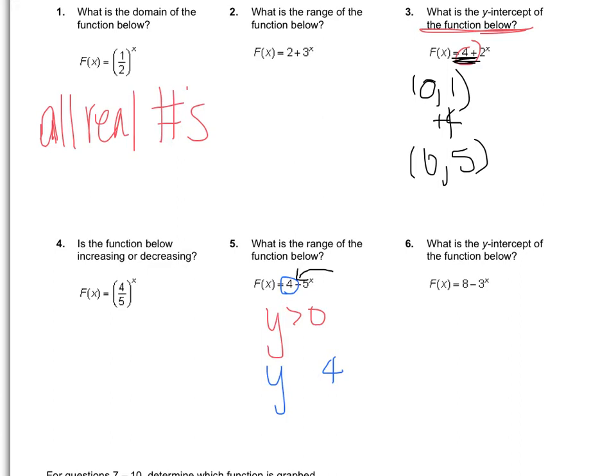This sign right here, the negative, is actually going to flip our graph. So instead of looking like this, it's going to look like this. So that means our range is actually going to be all y's that are less than 4. There's going to be a horizontal asymptote at positive 4. And again, I promise you the quiz is much easier than this.